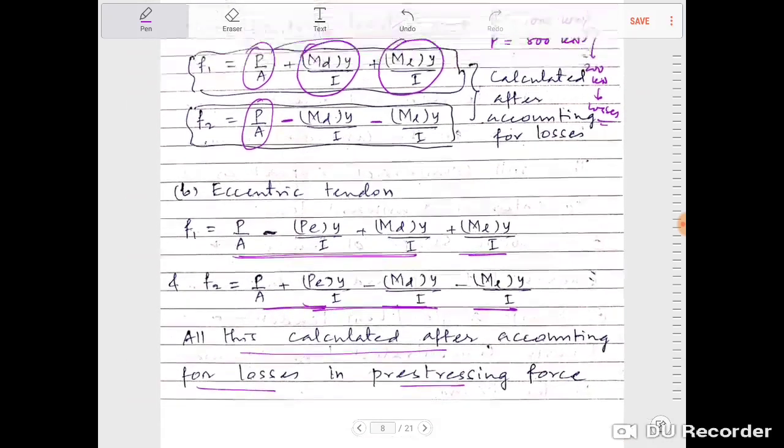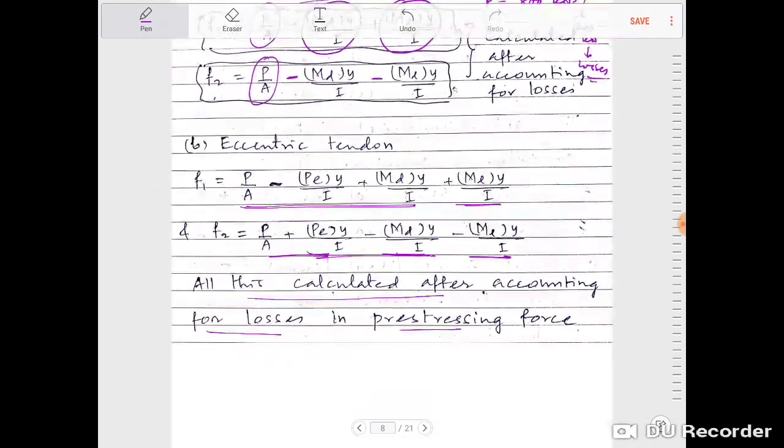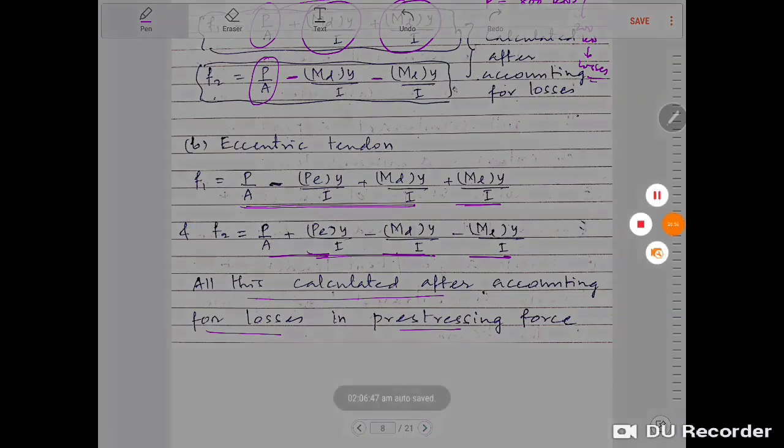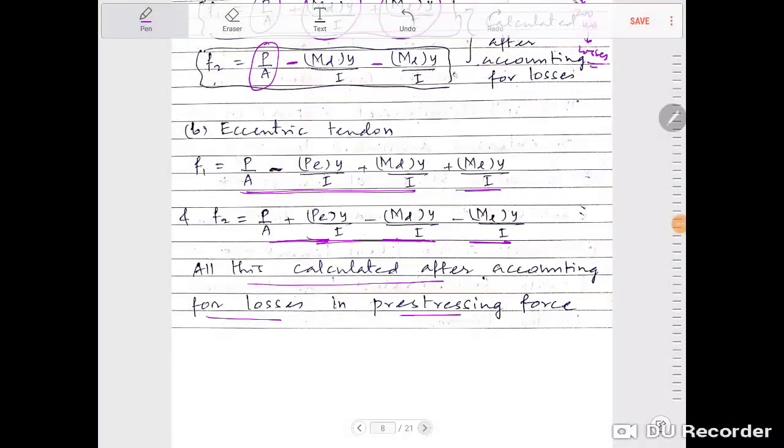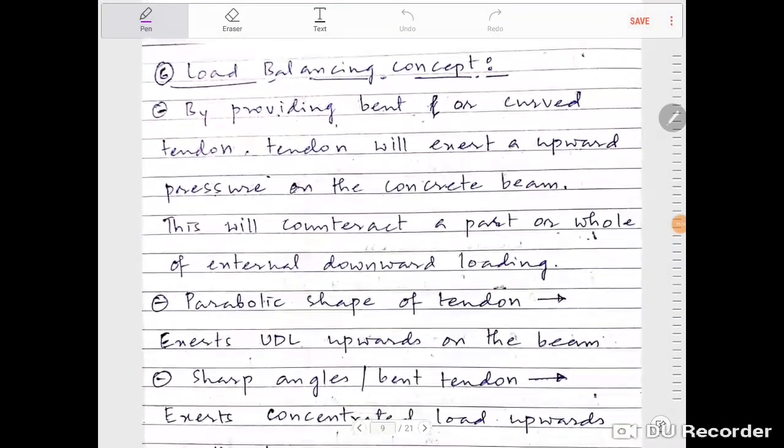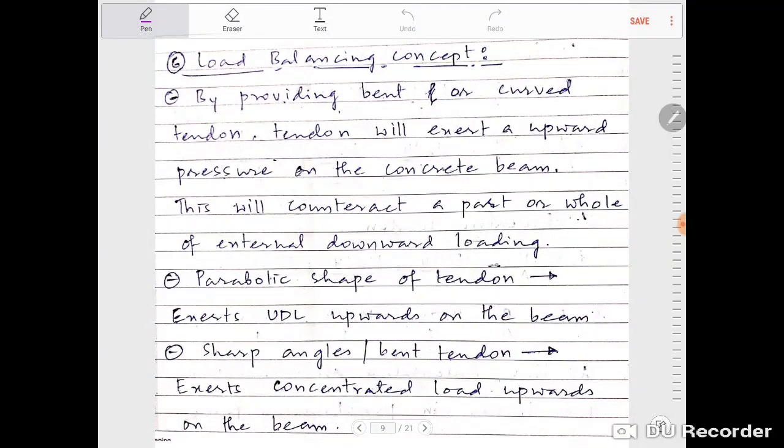Fine. The next is the load balancing concept, which we will discuss in the next video.